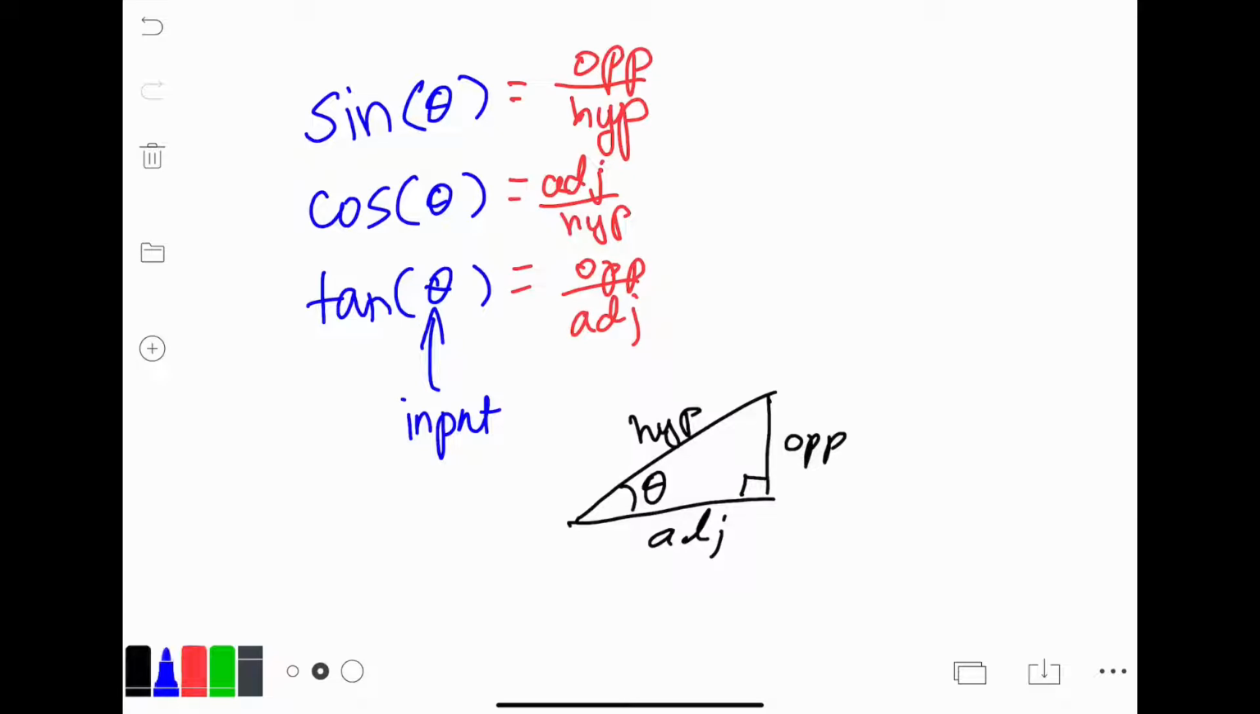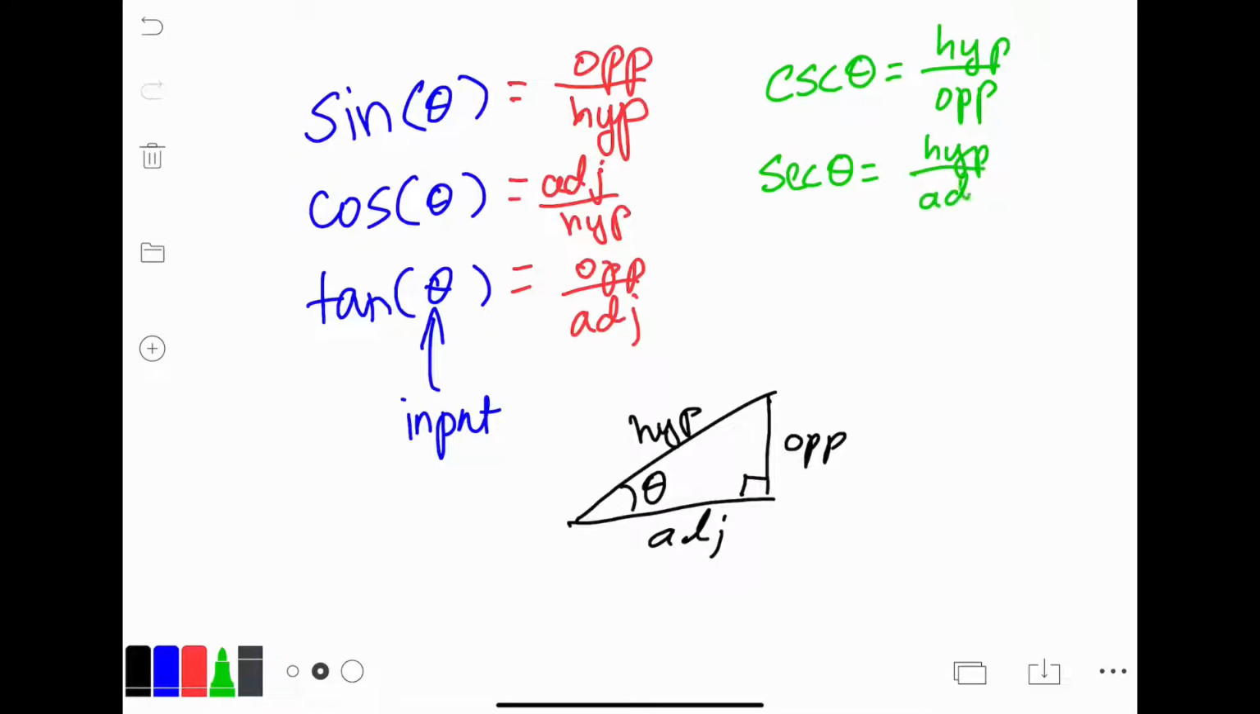Now, there were three others, which were essentially just the reciprocals of these three main trig functions. So if you remember here, the reciprocal of sine is cosecant, and that is hypotenuse over opposite side. The reciprocal of cosine is secant, and that would be the ratio of the hypotenuse to the adjacent side to theta. Again, you don't have to put parentheses if you don't want to. It's not that important for these problems.